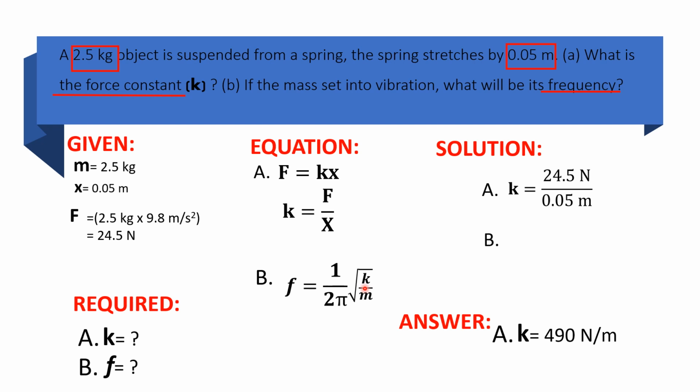So, dito naman, we have the value of our K. We know this one, 490. We have the value of our M, the mass. Okay, so we can now compute for the value of our frequency. So, substitute lang natin. So, we have 1 over 2 pi square root of K, which is 490 Newton meter, na solve na natin. And we have 2.5, that is the value of the mass.